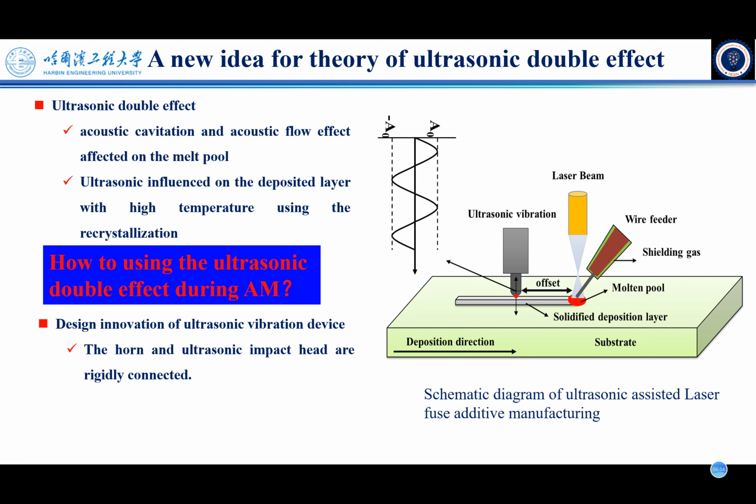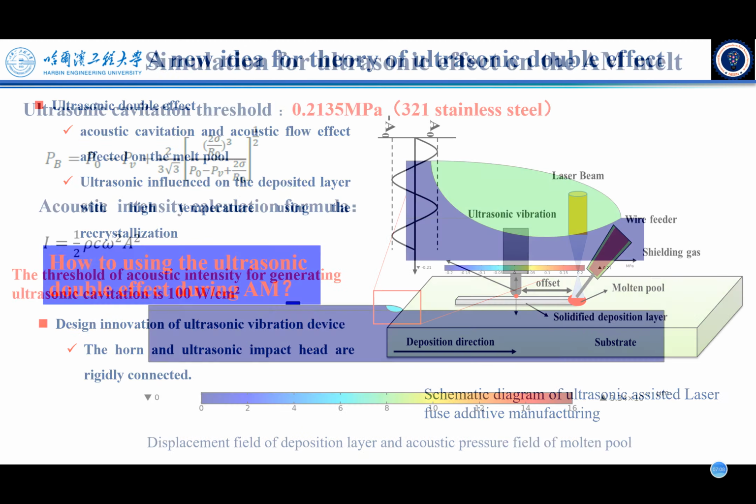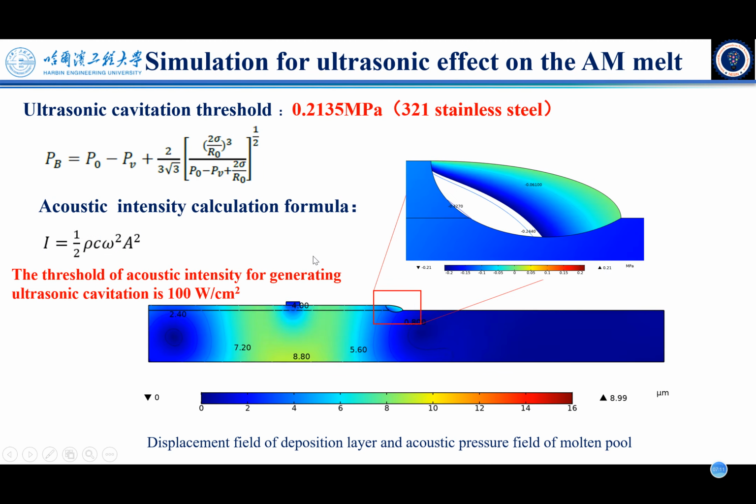It means that on the one hand, acoustic cavitation and acoustic streaming act on the molten pool. On the other hand, ultrasonic acts on the deposited layer with higher temperature, promoting recrystallization. According to the new idea of using the ultrasonic dual effect during additive manufacturing, which is dependent on the design, the ultrasonic vibration device.